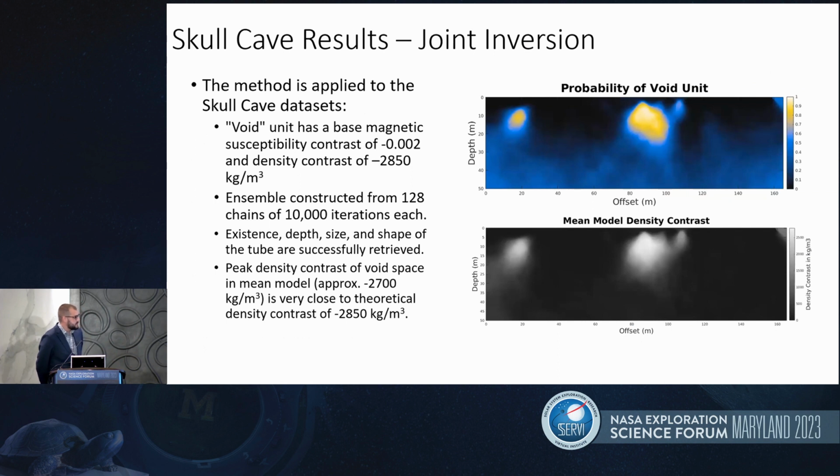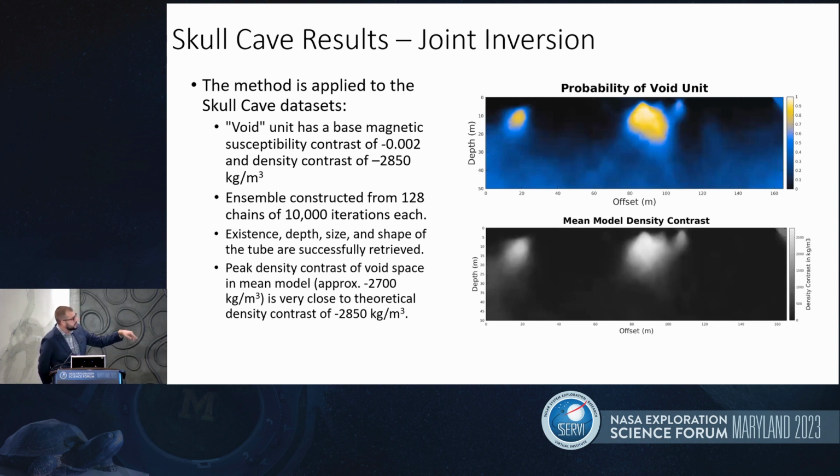The peak density contrast of the void space in that mean model is very close to the theoretical density contrast that you would expect to see. Our probability of a void unit where we know the tube exists is quite high, on the order of 95%. There are two other features here of interest, though.